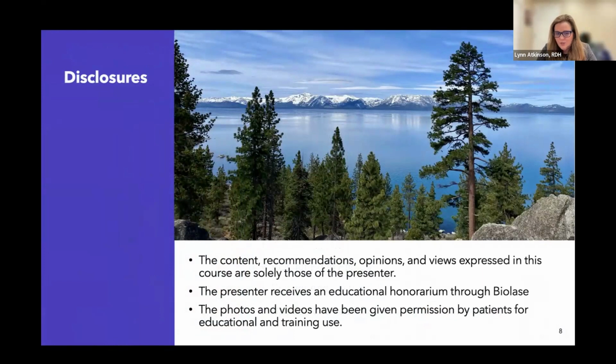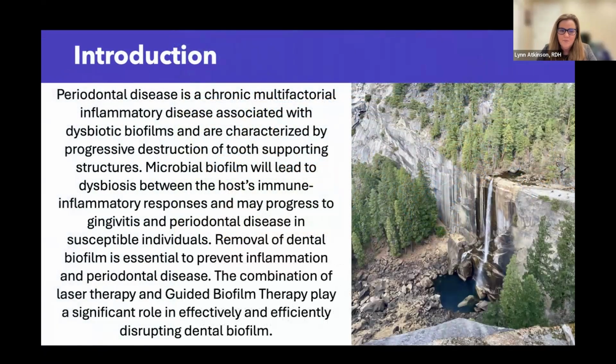The other disclosures are the content, recommendations, opinions and views expressed in this course are solely by me, the presenter, and I will be receiving an educational honorarium through BioLase. And the photos and videos have been given permission by my patients for educational and training use.